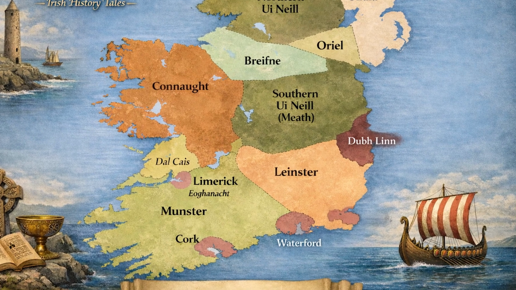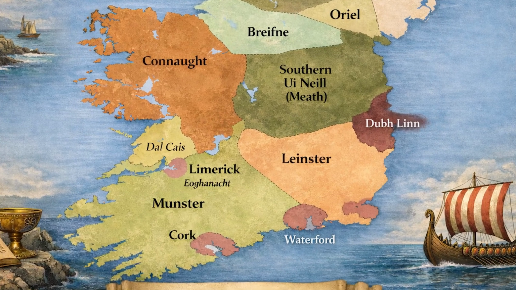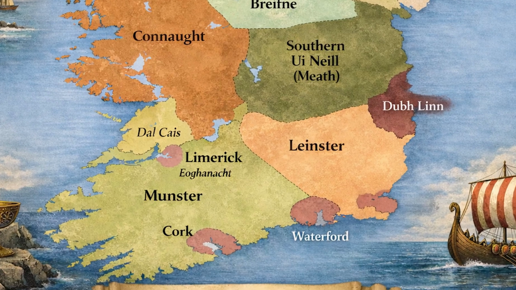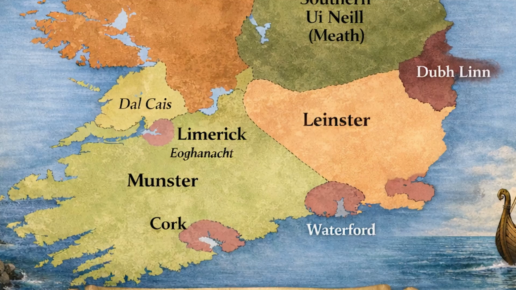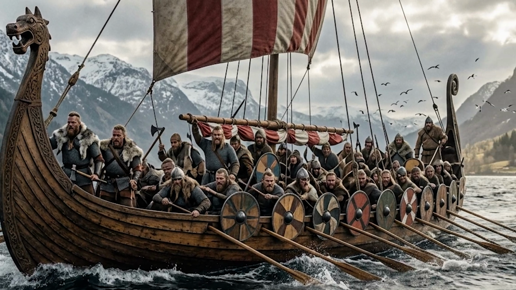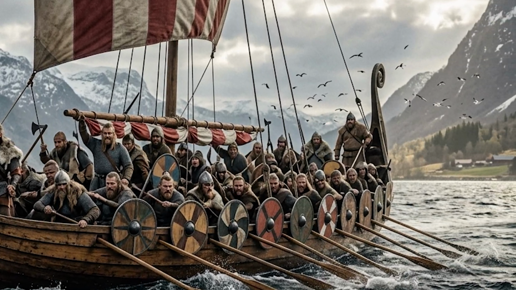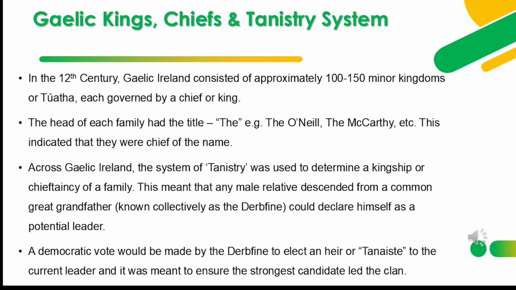And in this session, we are going to be exploring Gaelic Ireland as it was in the 12th century. So, we've done our initial introduction into early Ireland and we would have spoken about the Viking invasion. But let's explore in a little bit more detail the composition of Gaelic Ireland. And we're going to start off by discussing the various kingdoms that made up Gaelic Ireland. And we're also going to be talking about something called the Tanistry System.